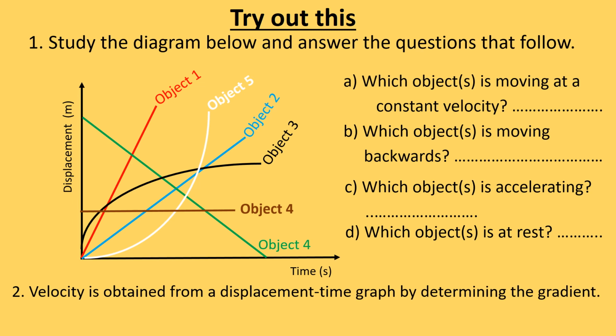Then second question, velocity is obtained from a displacement time graph by determining the gradient. Is it true or false? Select the correct one.